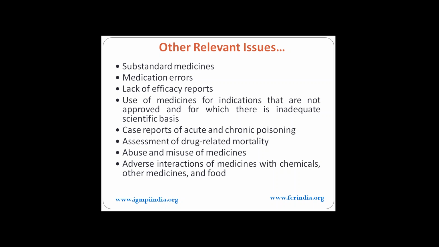Pharmacovigilance also takes care of case reports of acute and chronic poisoning of a drug because of overdose, intentional overdose, accidental overdose, whatsoever. Assessment of drug-related mortality, abuse and misuse of medicines, adverse interaction of medicines with chemicals, other medicines and food. So, drug-drug interaction, food-drug interaction. These are also considered in the pharmacovigilance segment. But lack of efficacy reports, medication error, poisoning, new indication, these are of utmost importance so far as pharmacovigilance is concerned.